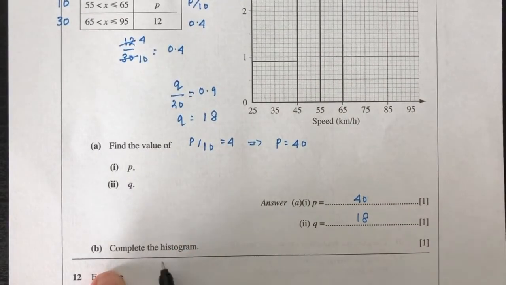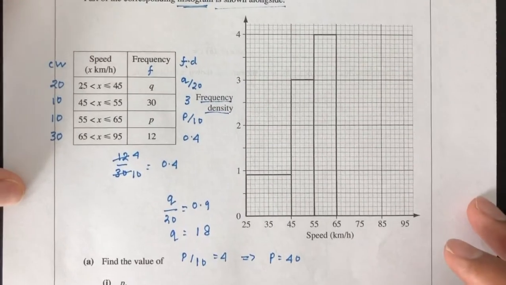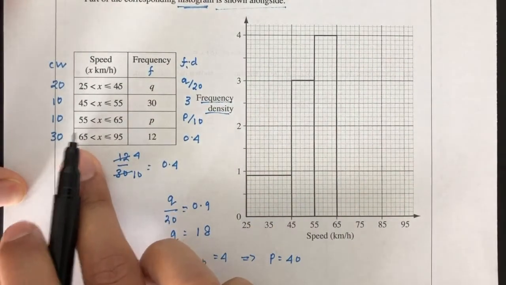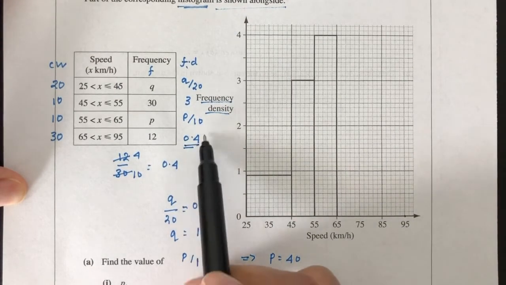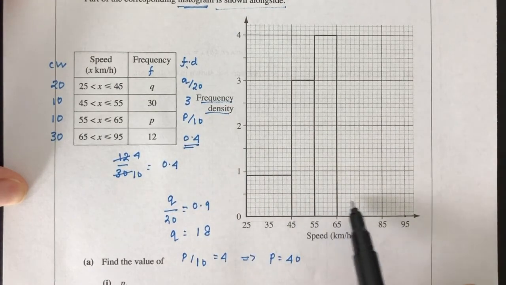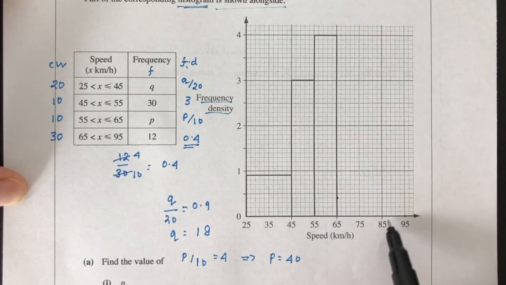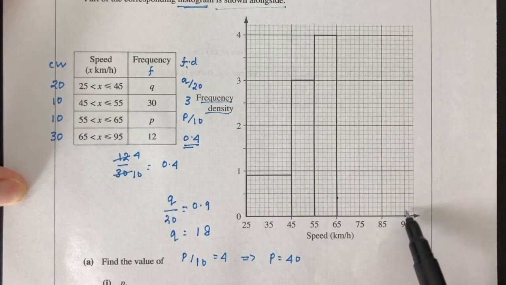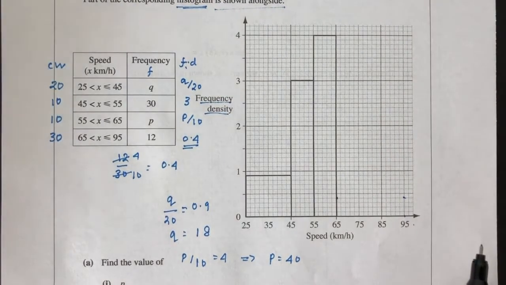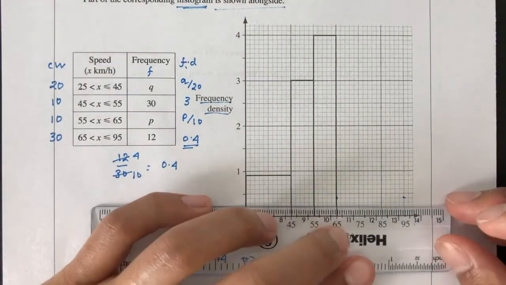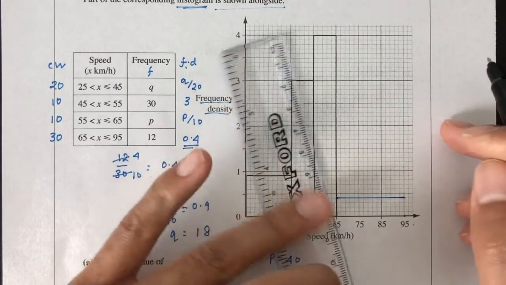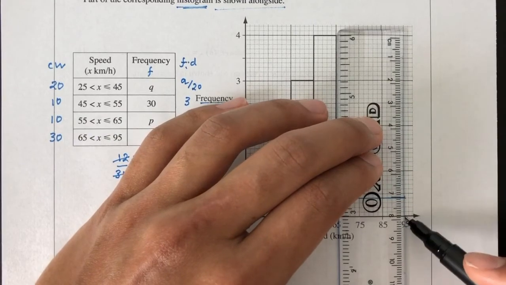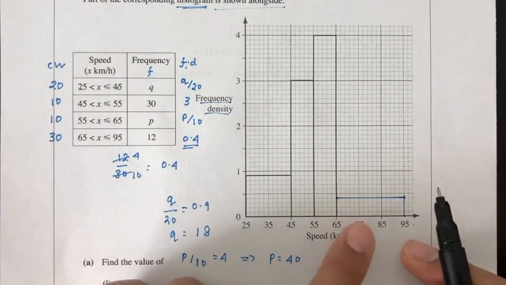Now for part B, complete the histogram. So as you can see, we only have one class remaining, which is a class of 65 to 95. 65 to 95 will be here, and FD is 0.4. It will be here until here. So we join those two lines. Okay, so here you go. That is the histogram for question number 11.